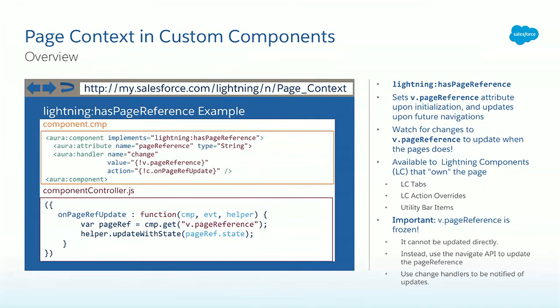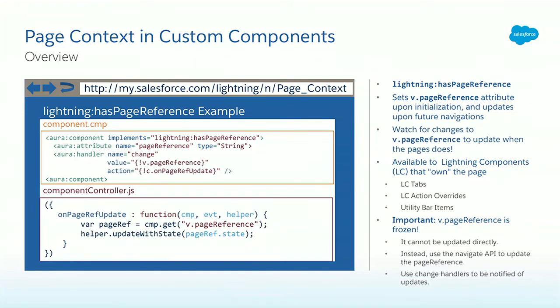So in order to use this, you need to implement has page reference in your component. This will set the page reference attribute for you, and it'll also update it for future transitions. So it's important that you have a change handler on this so that you can react to any page changes. You only get initialized with the page reference once. After that, it'll just be updated. It's available in Lightning Component tabs, action overrides, and utility bar items.